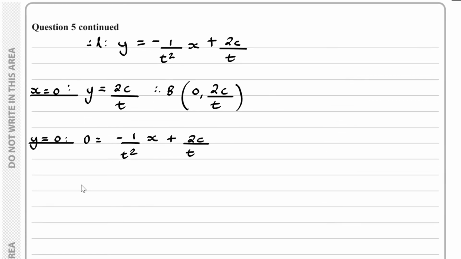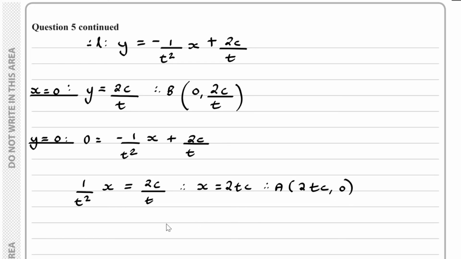So we have 1 over t squared x equaling 2c over t, and if I multiply through by t squared, we can therefore see that x is equal to 2tc. Okay, and therefore the coordinates of A would be (2tc, 0).